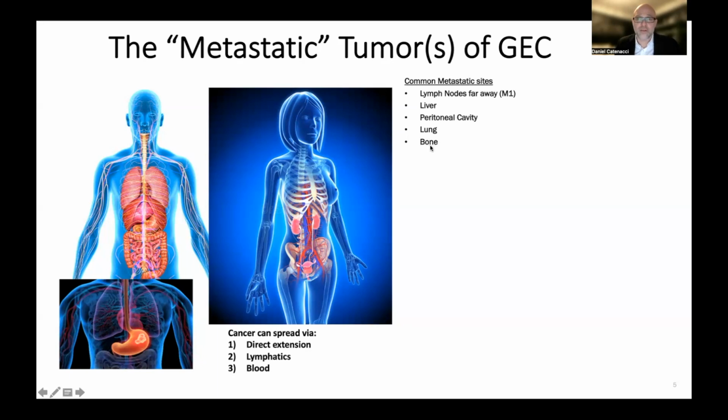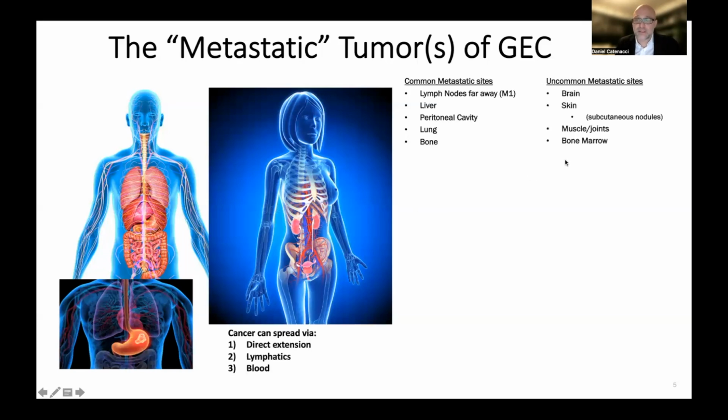Another common location is to the bone. The most common site in the bone would be in the vertebral bodies in the spinal column, but it can also occur in the limbs, in the arms and in the legs, and the pelvic bone.